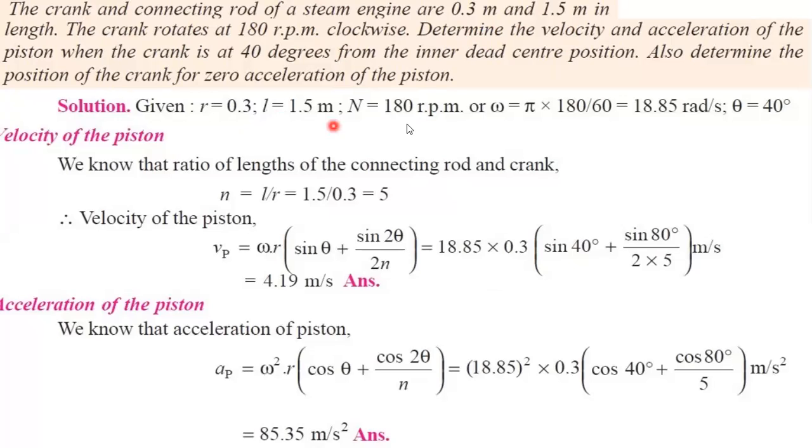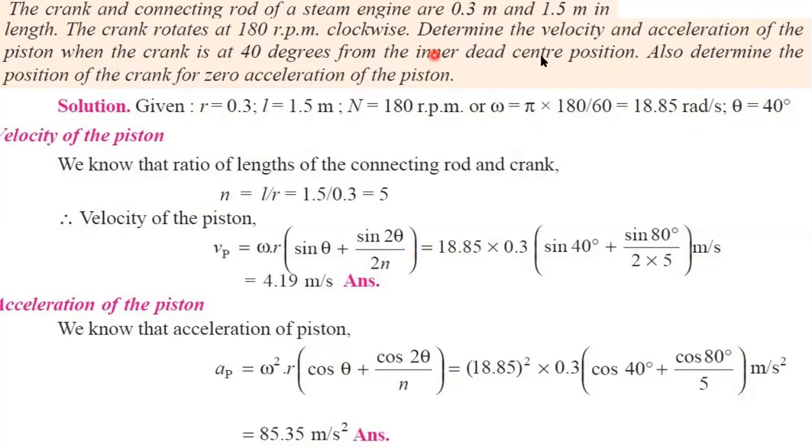Once we have speed, we can easily calculate omega. Omega is the angular velocity. Omega is equal to 2 pi N by 60. So N is 180. If you calculate, you will be getting 18.85 radian per second.